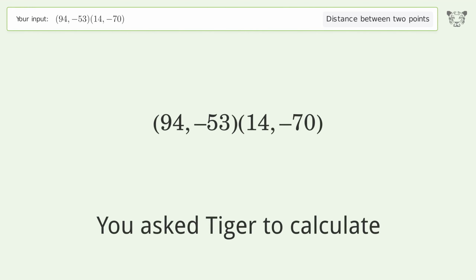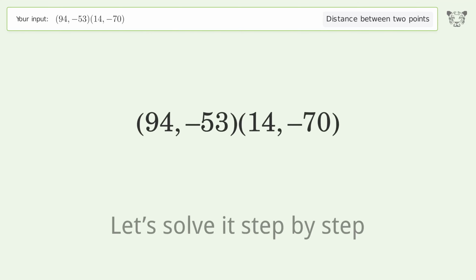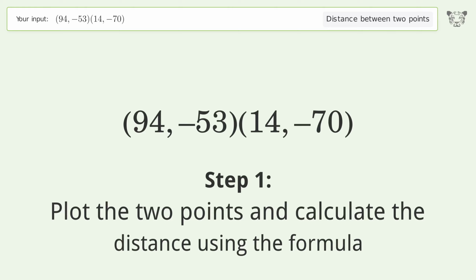You ask Tiger to calculate. This deals with the distance between 2 points. The distance between the 2 points is the square root of 6,689, or 81.786. Let's solve it step by step. Plot the 2 points and calculate the distance using the formula.